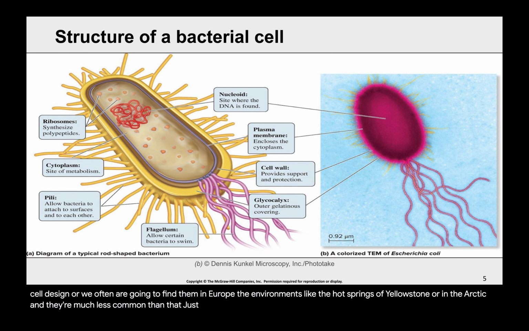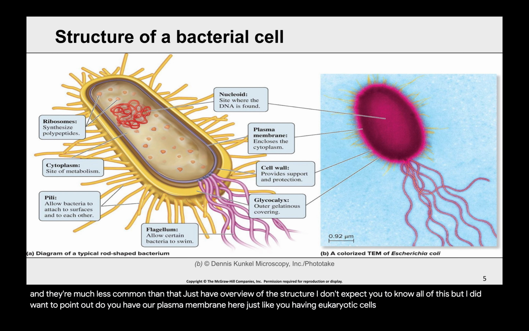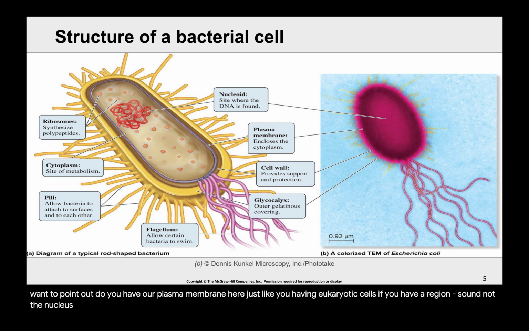Just an overview of the structure. I don't expect you to know all of this, but I did want to point out that we do have our plasma membrane here, just like we have in eukaryotic cells. We do have a region where the DNA is found, not the nucleus, we call it the nucleoid. We do have ribosomes, right? So some of them can have ribosomes, and they are an organelle.